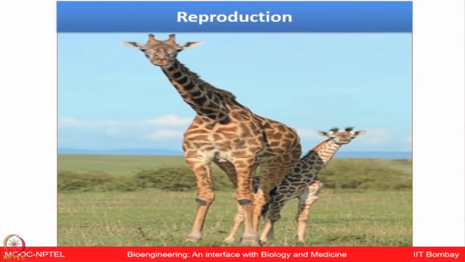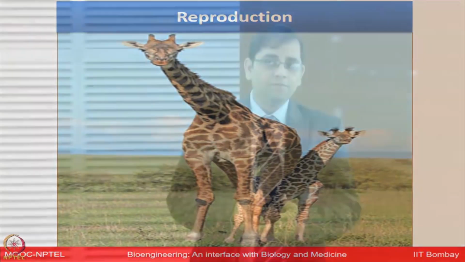Let us now talk about reproduction, which is one of the properties of living things. In the example, you can see the giraffe, but that is pretty common to every living being, where a baby giraffe is standing close to its mother. It illustrates that reproduction is such an essential process for life.